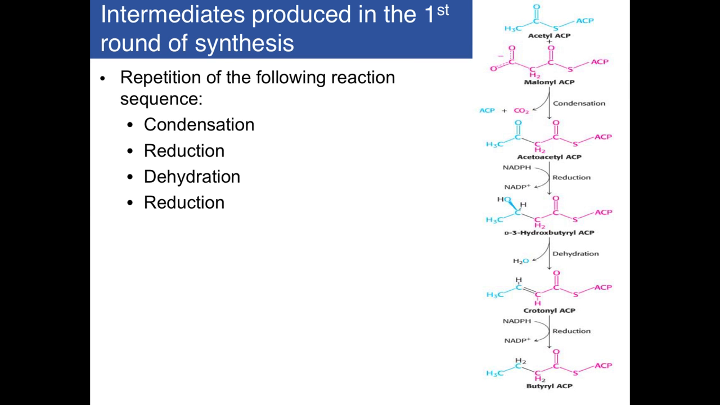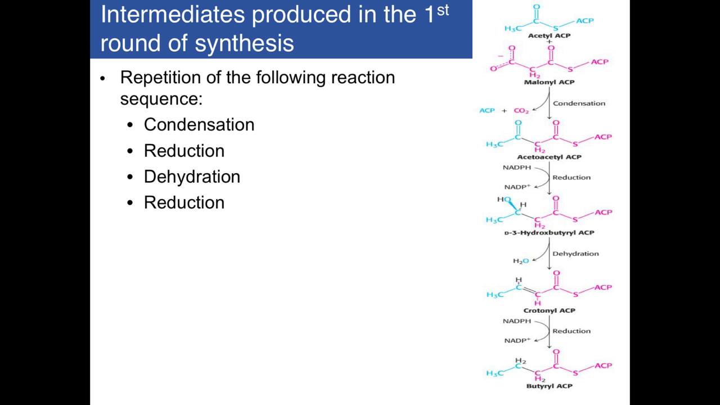So in the first round, this is where we activate. First round of synthesis. This is where we go from our malonyl ACP down to the butyryl ACP. I like this chart because it tells what kind of reaction we have. This is the reaction sequence: condensation, reduction, dehydration, reduction.